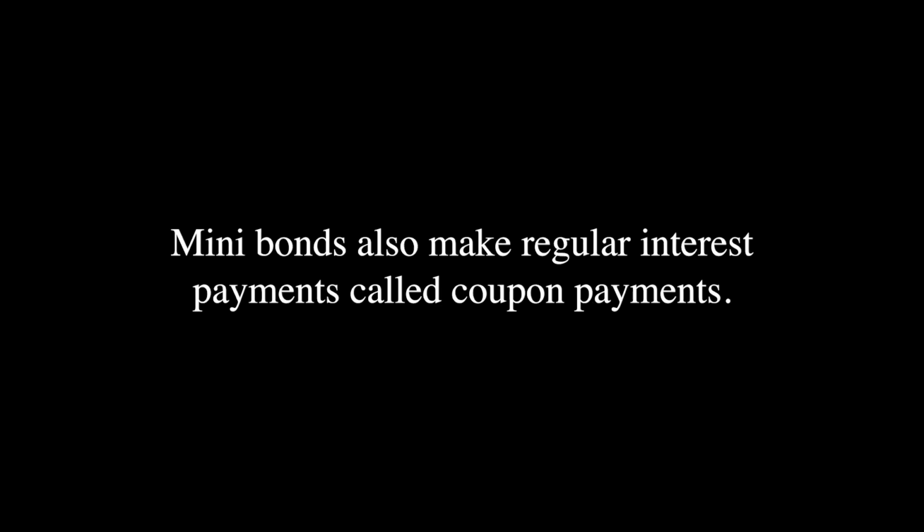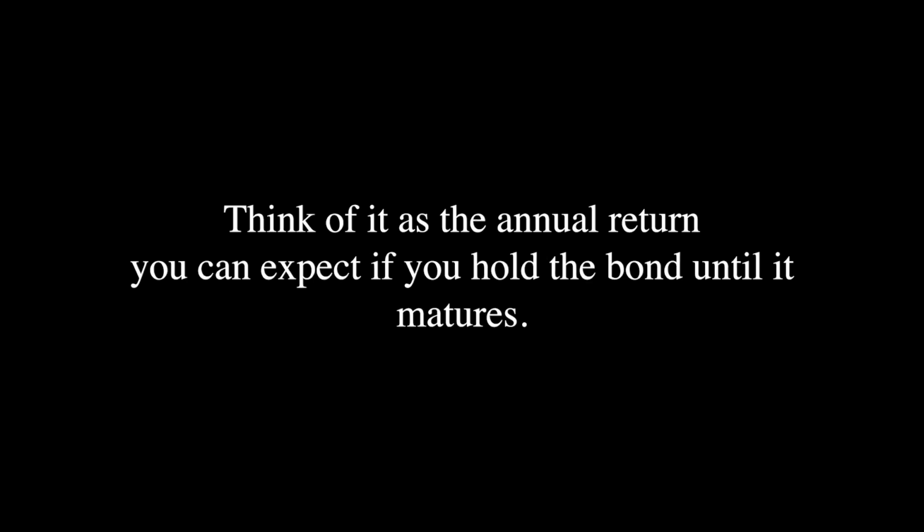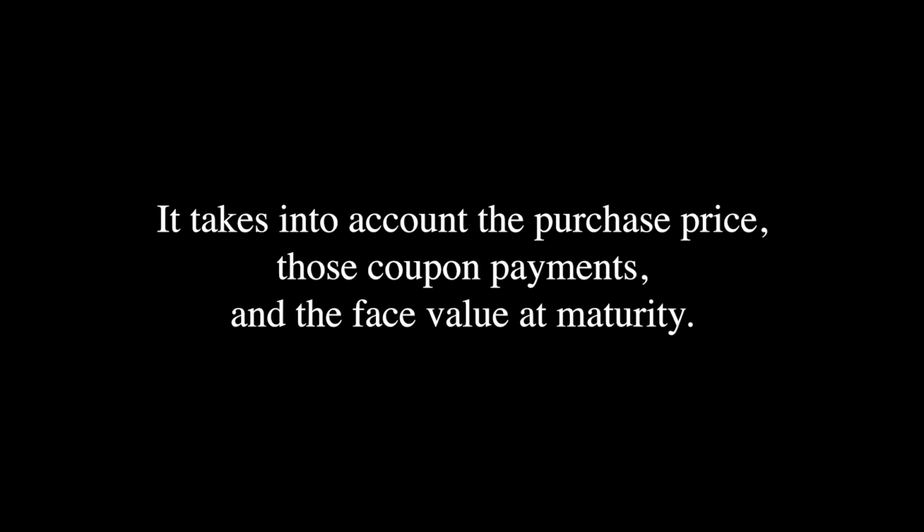Many bonds also make regular interest payments called coupon payments. These payments are determined by something called the coupon rate. Okay, so it's like a loan with some added perks. You'd say that. Now, one of the most important concepts to grasp is the yield to maturity, or YTM for short. YTM. Got it. What exactly is that? Think of it as the annual return you can expect if you hold the bond until it matures. It takes into account the purchase price, those coupon payments, and the face value at maturity. It's basically the bond's own internal rate of return.